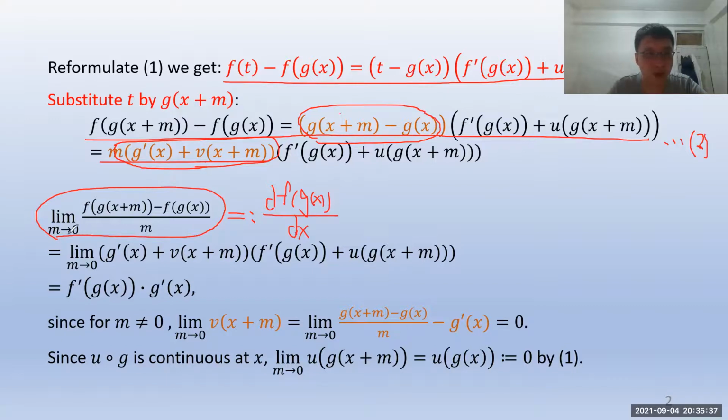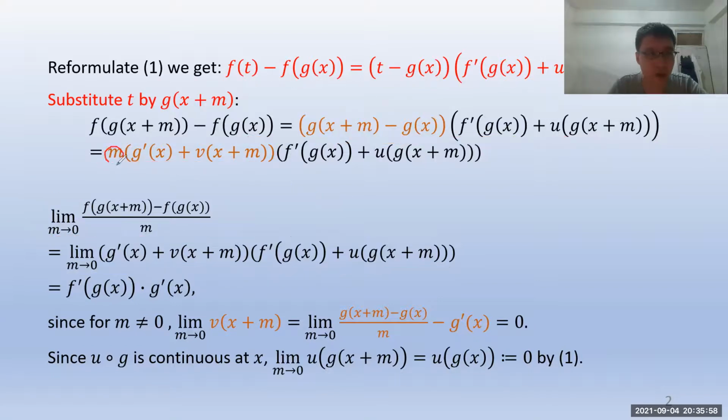So the limit, when m tends to 0, of this quotient is equal to the limit of this term, and we cancel the coefficient m. Here is the m, and divide by m. So we get this term. Okay, so the limit of this term is simply f prime g(x) times g prime x.